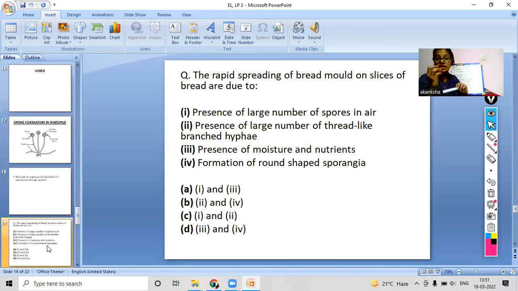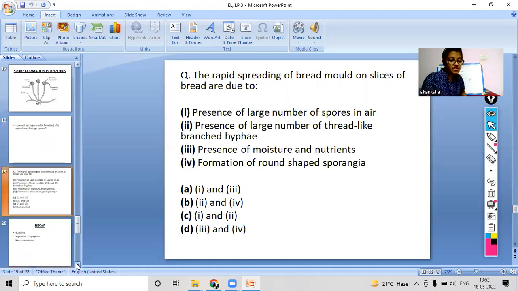So yes, the rapid spread of bread mold on slice of bread are due to which of these points? Like the presence of large number of spores in air, the presence of large number of thread-like branched hyphae, the presence of moisture and nutrients, or the formation of round-shaped sporangia. So yes, what will be the right answer? You have to comment down below in the comment box.